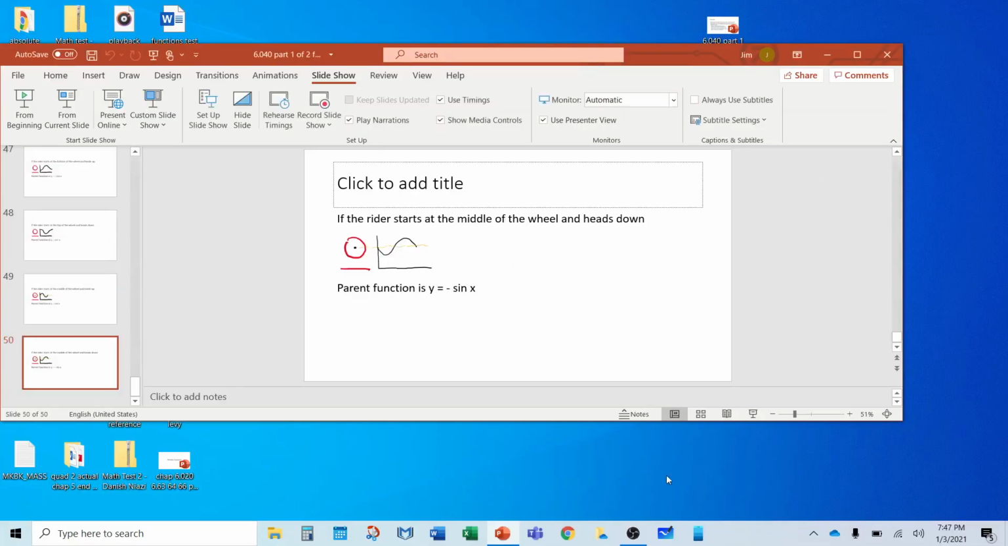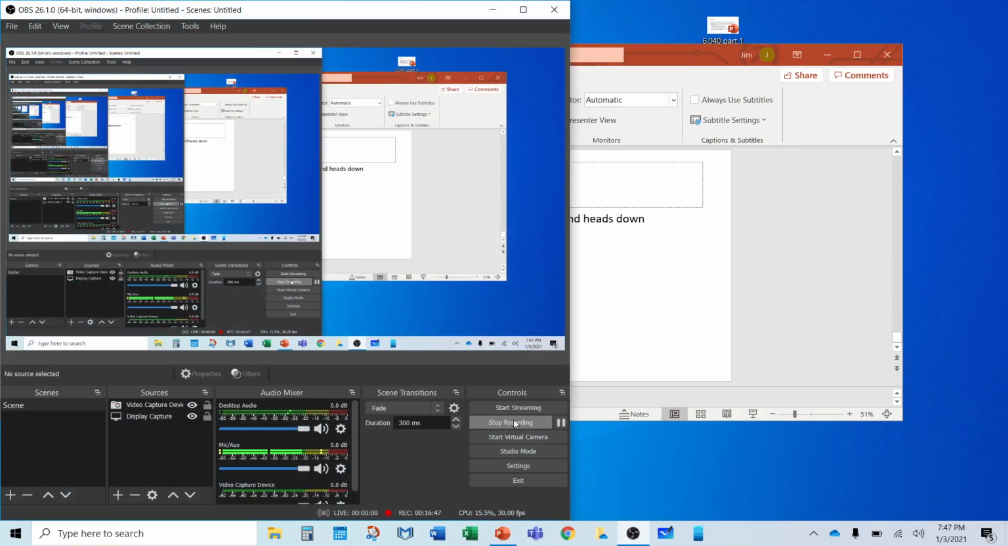And it's important, obviously, to know your parent functions in order to be able to answer the question. But once you know the parent function, all of the questions have striking similarities.